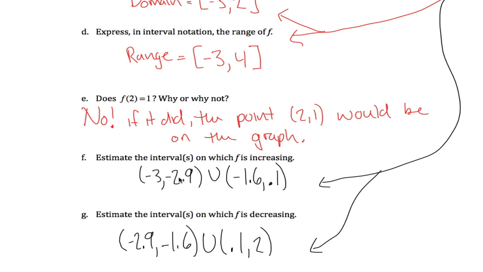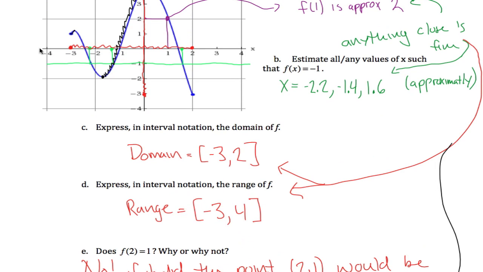These really do have to be parentheses because you don't want to include negative 2.9 in increasing, because then you'd also be including it in decreasing, and you're saying it's increasing and decreasing at that point. That doesn't really make sense. So I'll make sure to tell you in class that they should definitely be parentheses. But I guess that's it. I guess that's the end of this quiz.